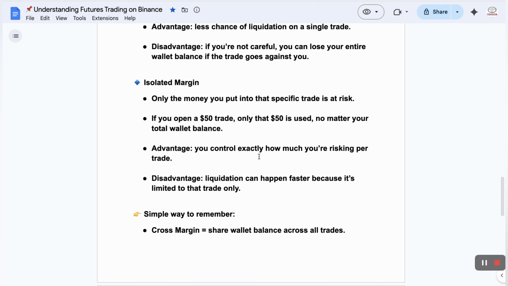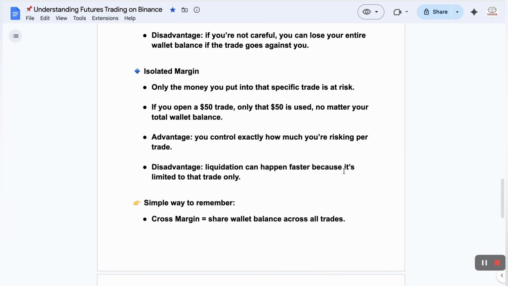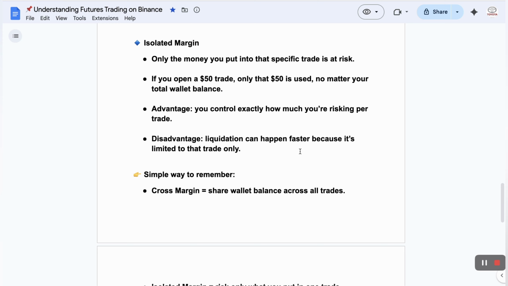Advantage: you control exactly how much you are risking per trade. Disadvantages: liquidation can happen faster because it's limited to that trade only. Are you with me? So isolated again, only the money you put into that specific trade is at risk. If you open a $50 trade, only that $50 is used, no matter your total wallet balance. So that means this one is very secure. You are not going to lose your entire money on that particular futures wallet.